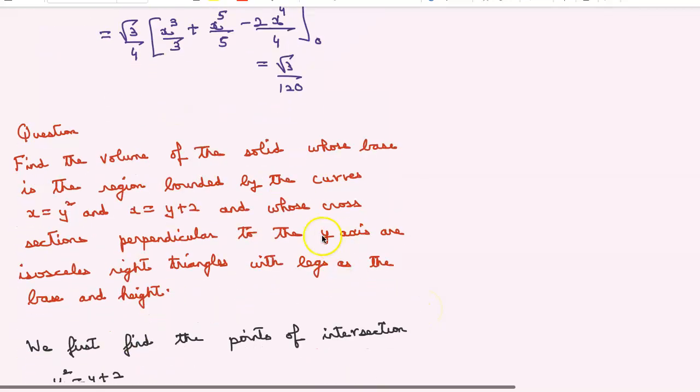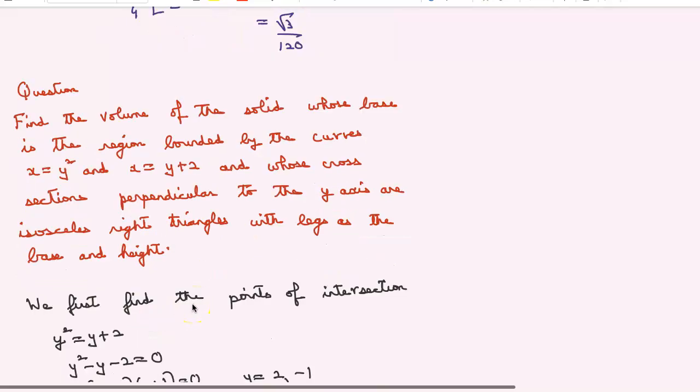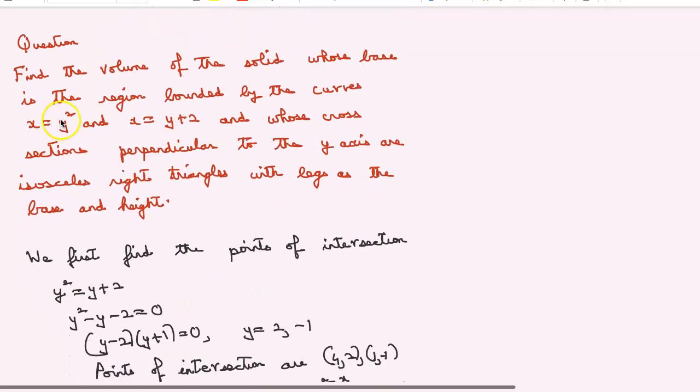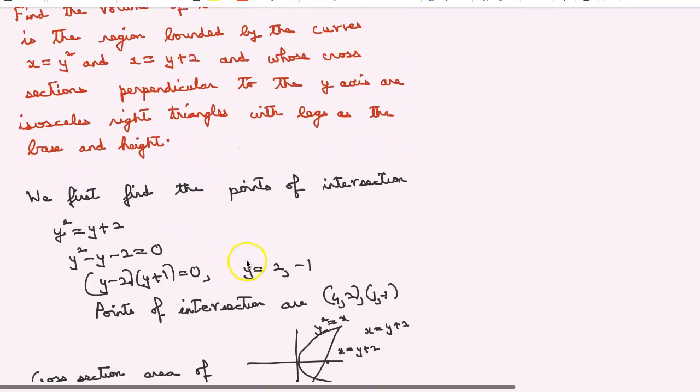Question 4. Find the volume of the solid whose base is the region bounded by the curves x equal to y squared and x equal to y plus 2 and whose cross sections perpendicular to the y-axis are isosceles right triangles with legs as the base and height. So we find the points of intersection. If you equate y squared equal to y plus 2, y equal to 2 or minus 1. If y is 2, x is 4. If y is minus 1, x is 1. So your points of intersection are (4, 2) and (1, -1).